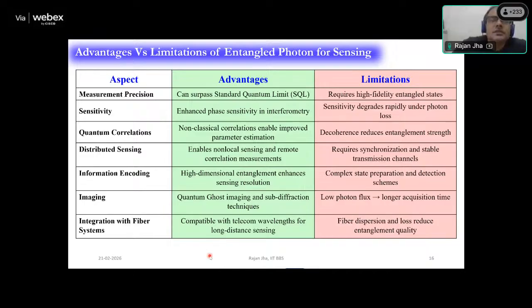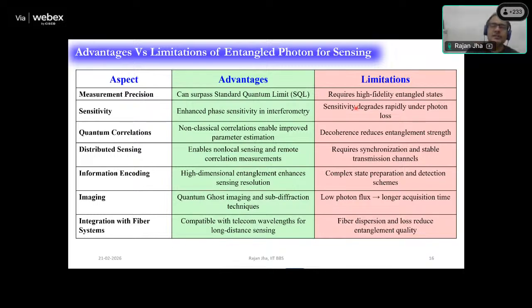Okay, so what are the advantages and limitations of entangled photons for sensing? You see, the measurement precision can surpass what is called the standard quantum limit, SQL, but the limitation is that it requires a high fidelity entangled state. When you say a high fidelity entangled state, it's difficult to create very bright photons, because whatever laser power you use to pump, there is a lot of attenuation in the system because multiple components are utilized. So creating high fidelity entangled photons is a big challenge.